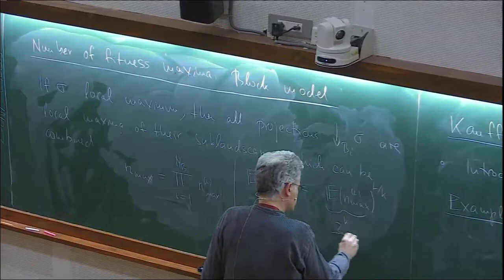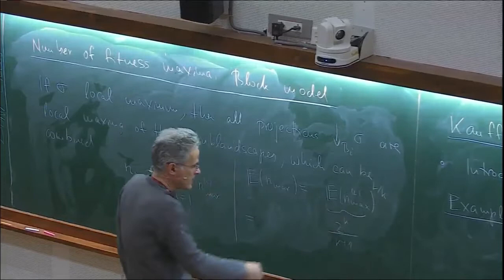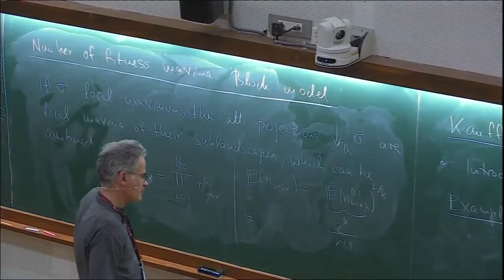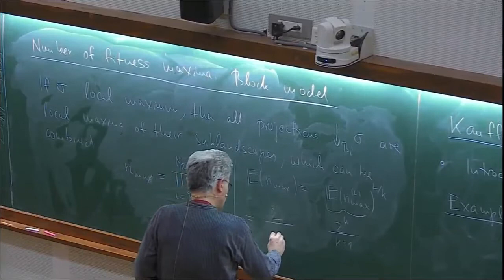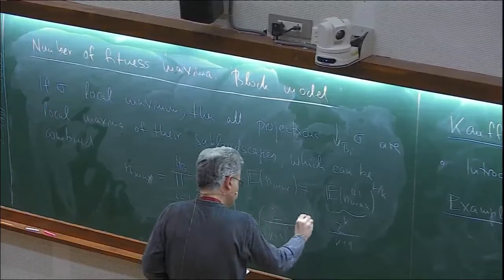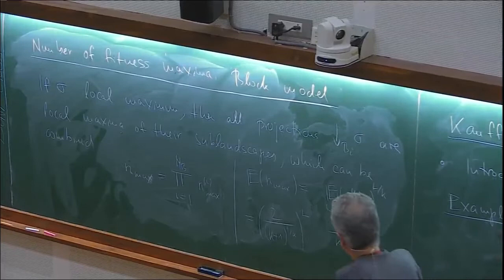Okay, so the answer is 2 to the L. So, you know, the K cancels if I take this to the L over K's power. So we can write this as 2 divided by K plus 1 to the power 1 over K, to the power L. Okay?